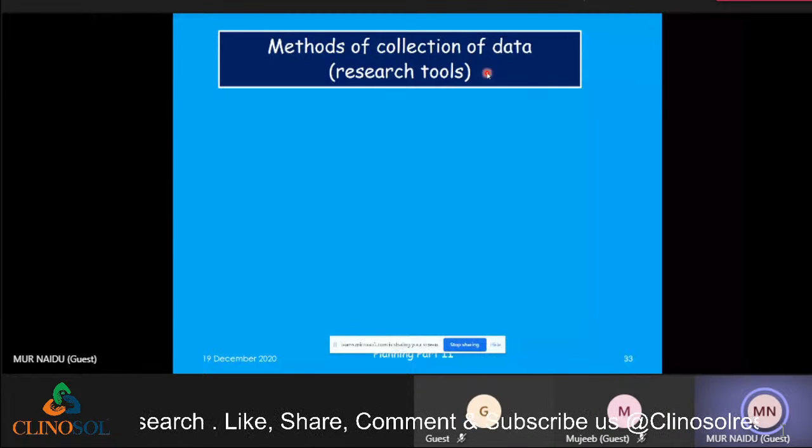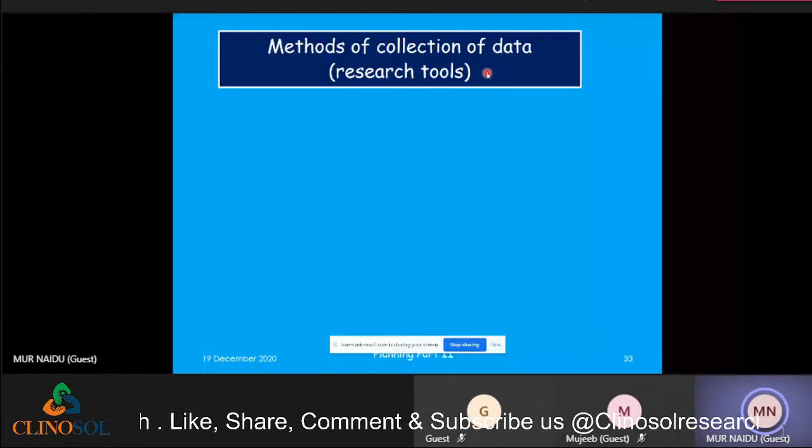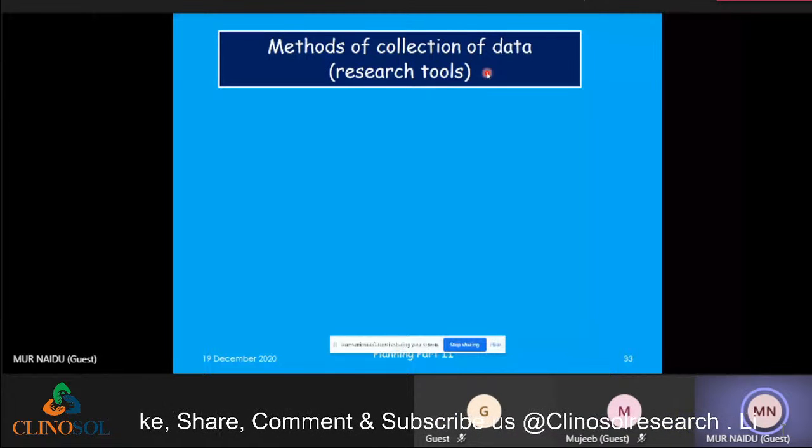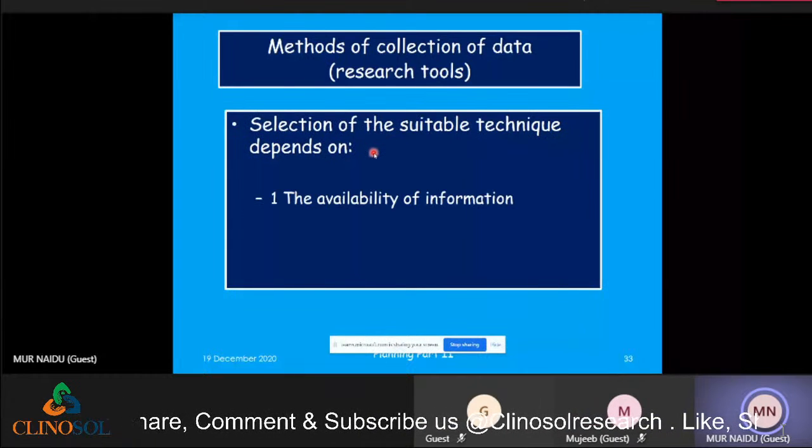It depends on availability of information. Always check the research tool, whether somebody has used it, what data has come, and whether it is okay or not.